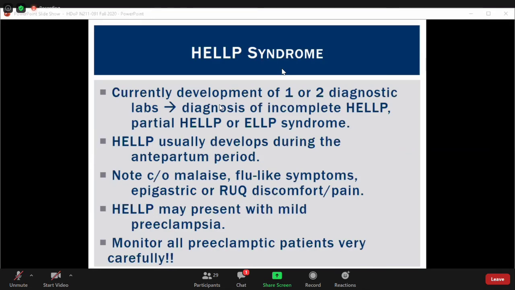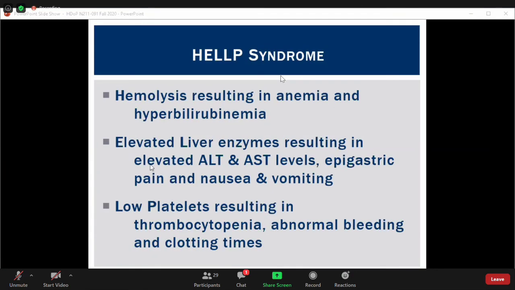Gotcha. Sorry, one more thing, Professor. What's the difference between severe preeclampsia and HELLP syndrome? So severe preeclampsia, the blood pressures are 160 over 110. HELLP syndrome, this is HELLP syndrome, when you have these labs. So you can have a severe preeclamptic with HELLP. You can have both.